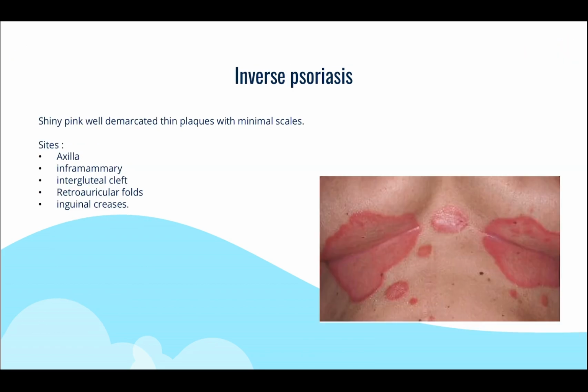Now for inverse psoriasis, hence the name, it presents with shiny pink well-demarcated thin plaques with minimal scales. That's because it forms in the fold areas, such as the axilla, inframammary folds, intergluteal clefts, retroauricular folds, as well as the inguinal creases. That's why it has only minimal scaling, as you can see in the picture.